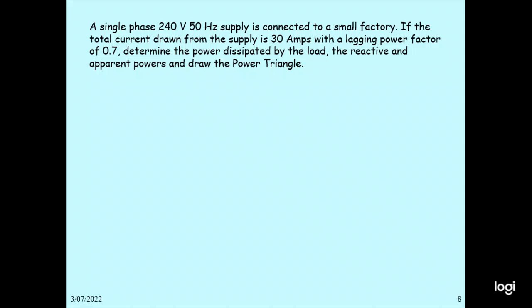The next problem: a single phase 240 volt 50 Hz supply is connected to a small load. If the total current drawn from the supply is 30 ampere with a lagging power factor of 0.7, determine the power dissipated by the load, the reactive and the apparent power, and draw the power triangle.